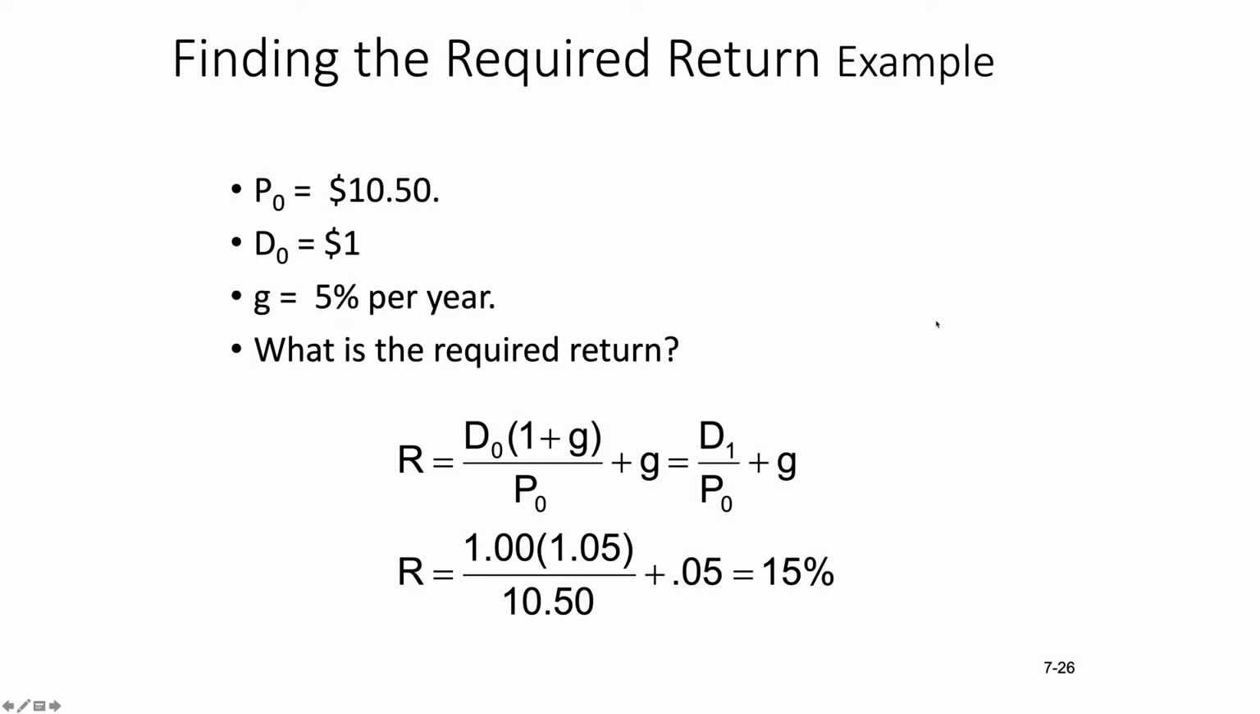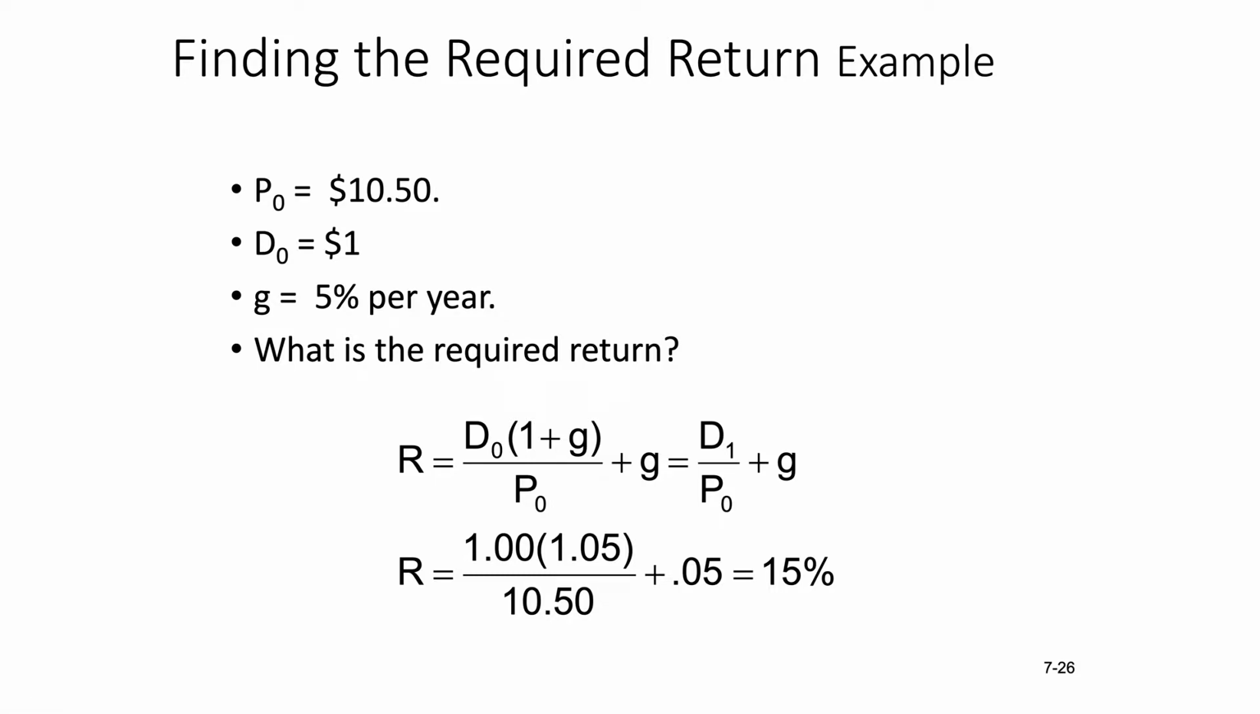D0 times 1 plus G, equal to D1, divided by P0. $1 times 1.05 divided by the current price, $10.50, plus G. G is the growth rate, 5%. The result is 15%. Okay? So the required rate of return is 15%. Given just the current market price, you go backwards to find the required rate of return.